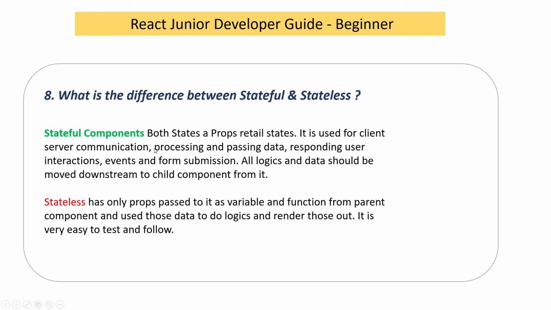If you want to process some data, add some button event, click event, change some states like in the counter, and you can pass some data to the child component, responding to user interactions, events and form submissions. All the logic and data should be moved down to its child component from the parent component. And in the demo we see the app, our const app is our main parent component, and it is showing all the information to the my information component, and passes all the data to the my information component and the top banner component, so downstream to the child component from it.